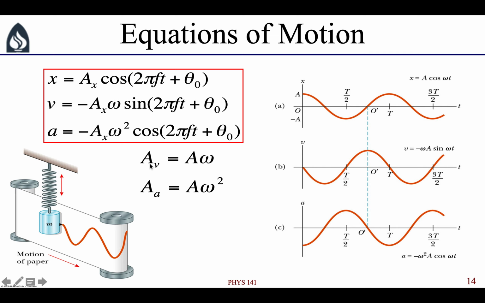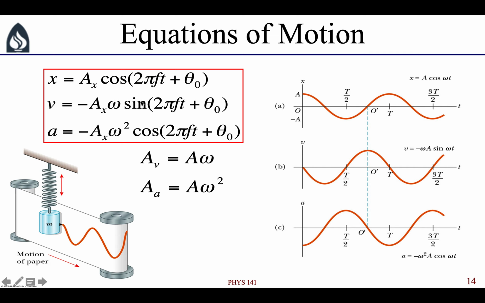So it's an interesting thing that you can calculate the magnitude of the velocity. So what's the maximum velocity? The amplitude of the velocity is equal to the amplitude of the position times the angular frequency, and the amplitude of the acceleration, which is the thing that multiplies the trigonometric function, is equal to the amplitude of the position times omega squared.